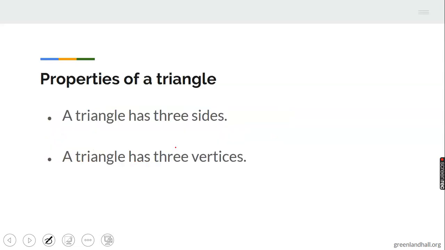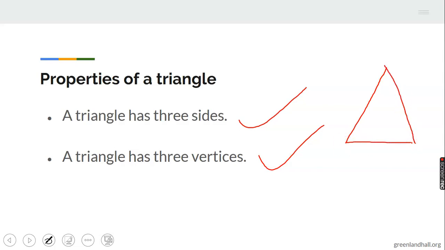Properties of a triangle. Number one, a triangle has 3 sides. I've mentioned that. Then a triangle has 3 vertices. What is the meaning of vertices? Where 2 lines meet is called vertices. As you can see, this is a triangle. So this line meets this line at this point, and this line meets this at this point. So these are called vertices. A triangle has 3 vertices.